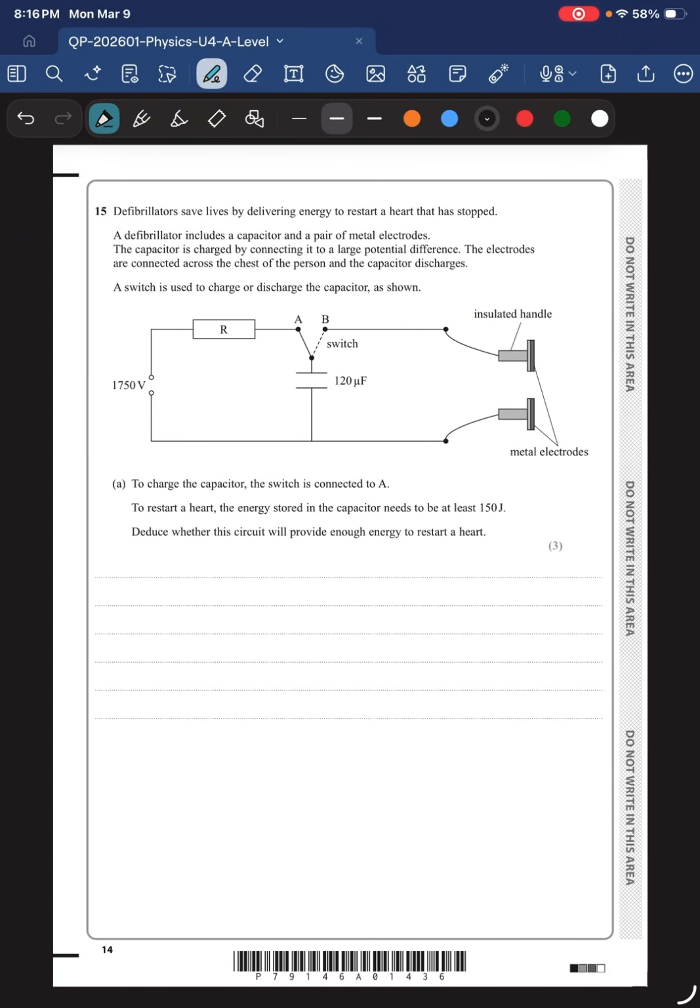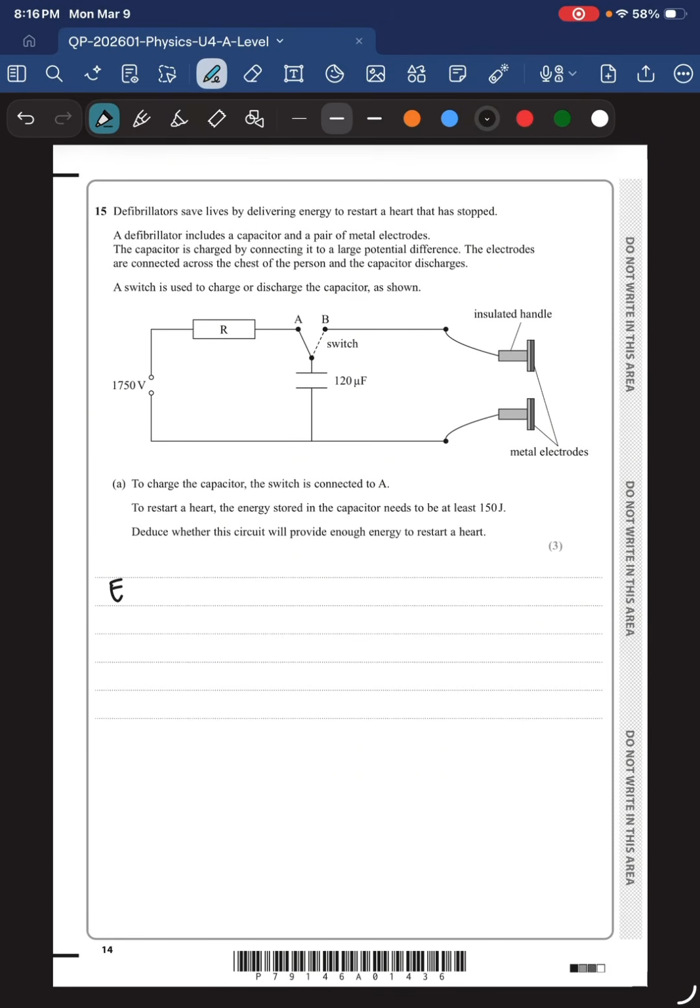To charge the capacitor, the switch is connected to A. So here. The question is, to restart the heart, the energy stored in the capacitor needs to be at least 150 joules. Deduce whether this circuit will provide enough energy to restart the heart.